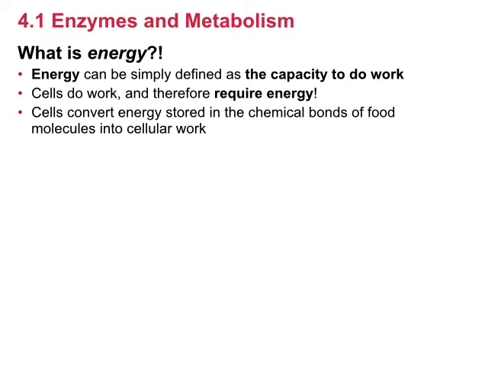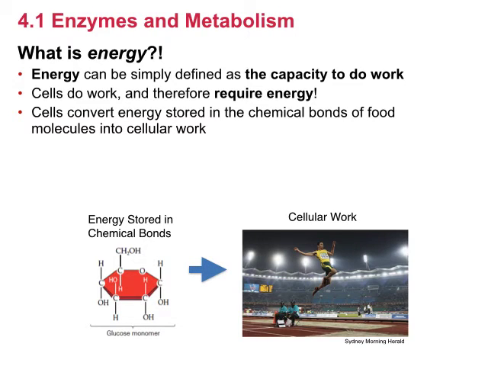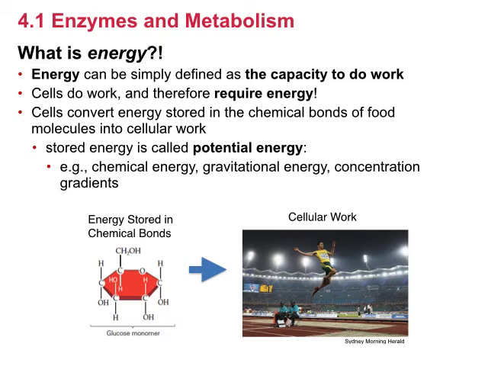So what cells do is they convert energy stored in the chemical bonds of food molecules into cellular work. Food molecules have energy stored in chemical bonds, and cells convert that energy into useful energy that can be used for cellular work. The stored energy is called potential energy. You'll find this in chemical energy, which is the energy in food molecules and in other molecules.